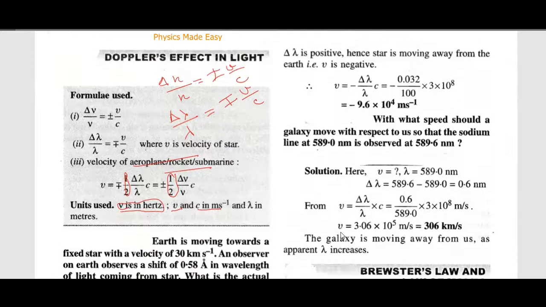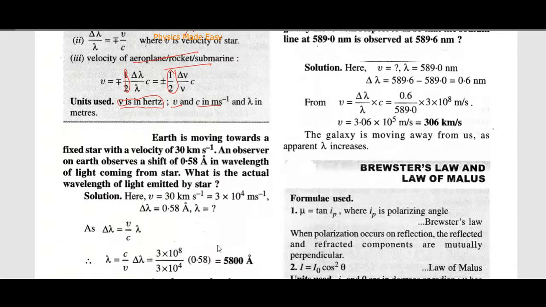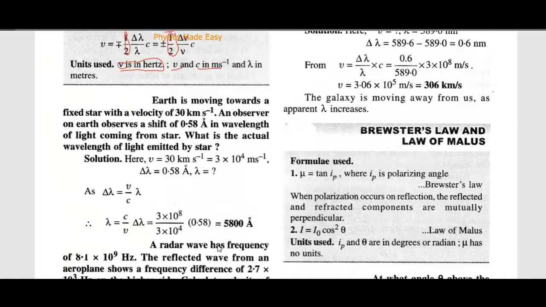And rest, when we are dealing with Doppler effect, only remember one point. When we are talking about wavelength shift or frequency shift between two fast moving stars or planets, then you have to just use the formula plus minus V by C in case of frequency, minus plus V by C in case of wavelength. If it is the case of aeroplane, rocket or submarine, then you have to add this factor 1 by 2 in front of it.